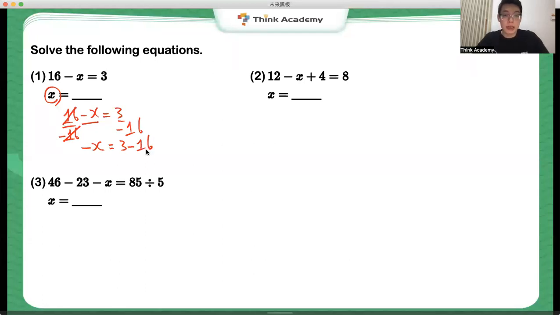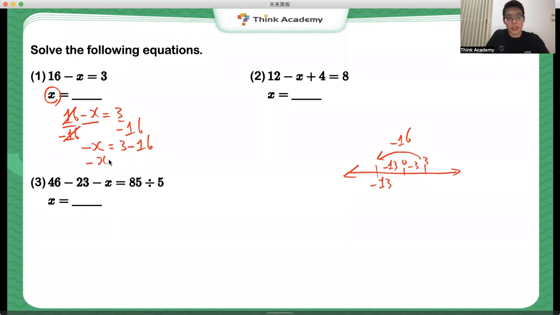So that's just a little bit of negative number calculation, which I believe you most likely know about through the number line. So I have 3 over there. If I minus 16 from the 3, I first take away the 3 and I take away 13 more. So it's going to be minus 13. Yeah. So minus X is equal to minus 13.